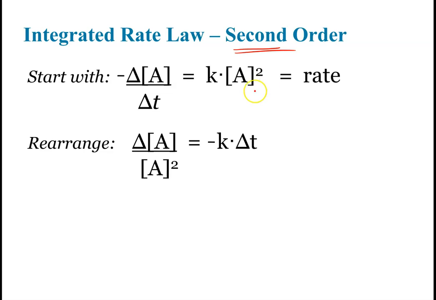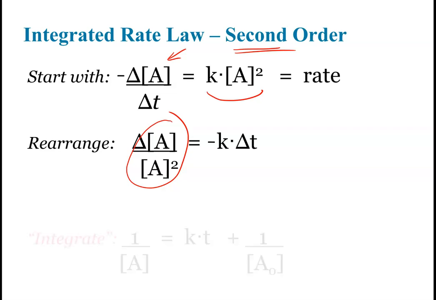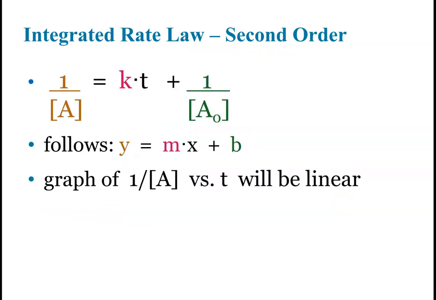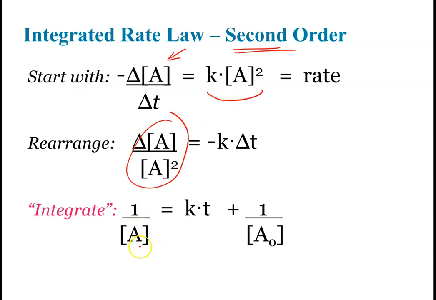All right, if it's second order, then the differential rate law form would be k times the concentration of A squared. And again, that's always going to be equal to the rate that you could determine experimentally by taking the change in the concentration over time. Again, we'll rearrange that equation so that the concentrations are all on one side. Again, we do this data transformation, and what we end up with is this equation: 1 over the concentration of A equals kt plus 1 over the initial concentration of A.